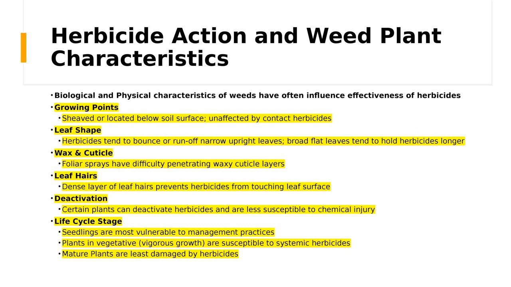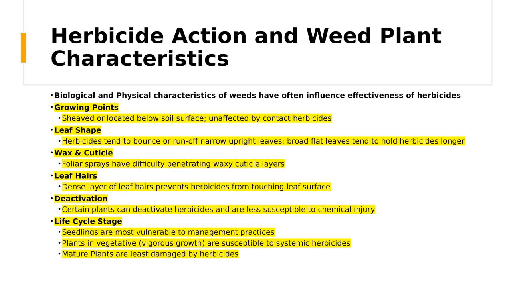Leaf shape also influences how herbicides work. Herbicides tend to bounce off or run off narrow upright leaves, but broad flat leaves tend to hold herbicides longer. Wax and cuticles: foliar sprays have a hard time penetrating waxy cuticle layers. There's also leaf hairs. If you have plants with really dense leaf hairs, it prevents herbicides from touching that leaf surface. And then there's deactivation.